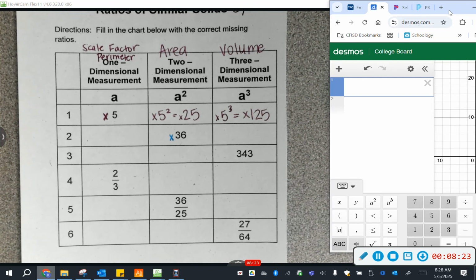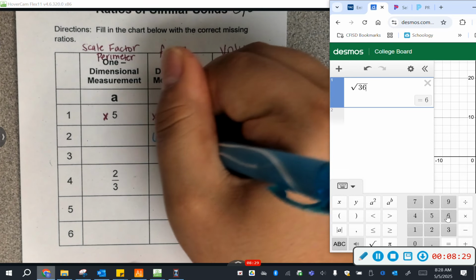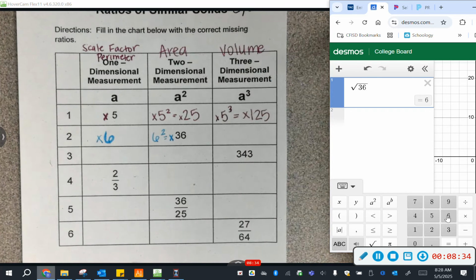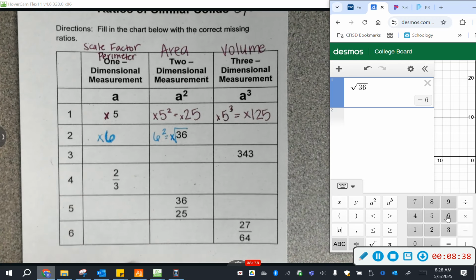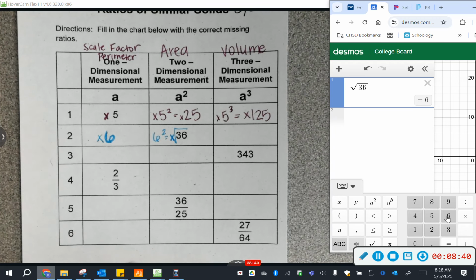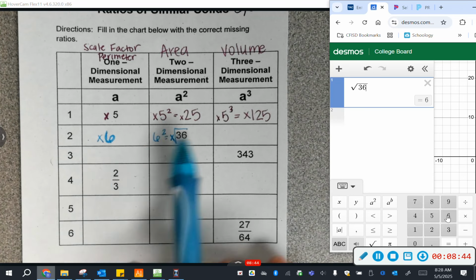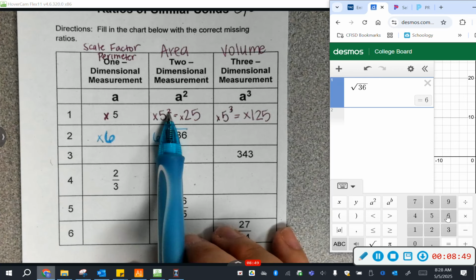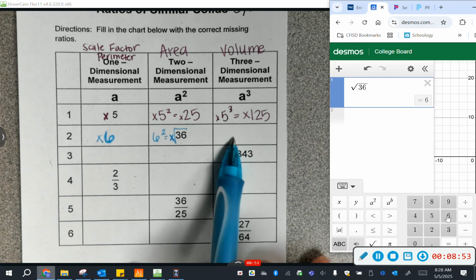What is that called? Square root it. What is the square root of 36? So 6 squared, so this is times 6. So again, if you're in the middle column, y'all, square root it. To get to the first one, you square root it, because you're going backwards. Normally I square it. What's the opposite of squared? Square root.